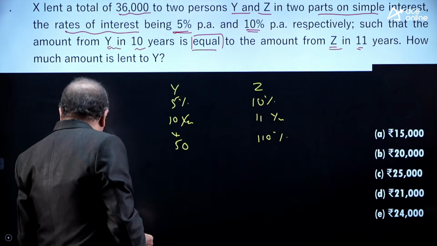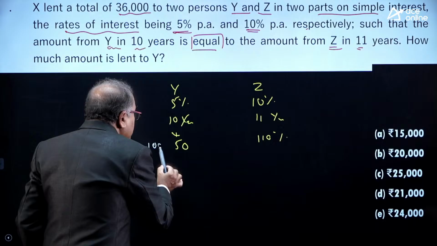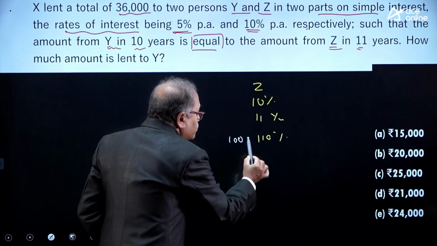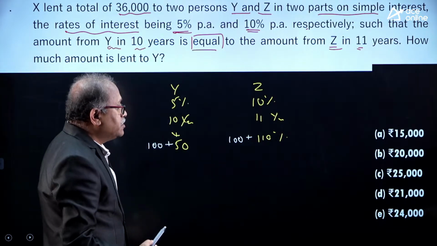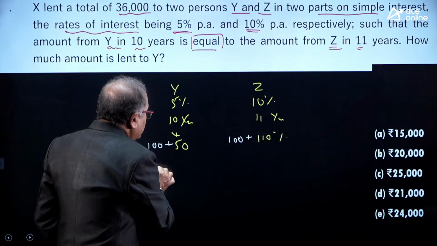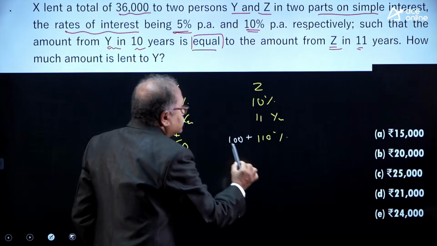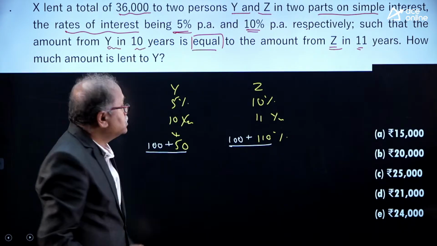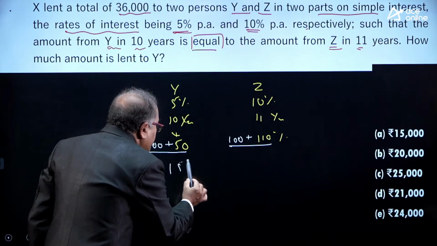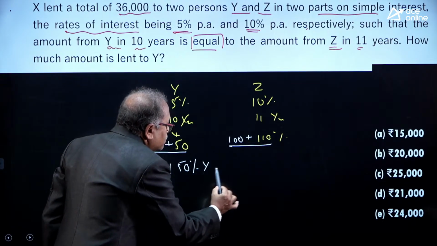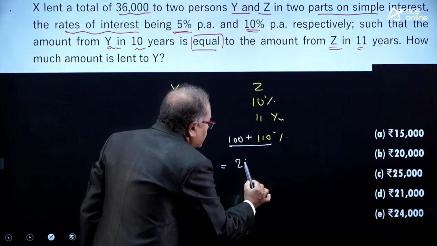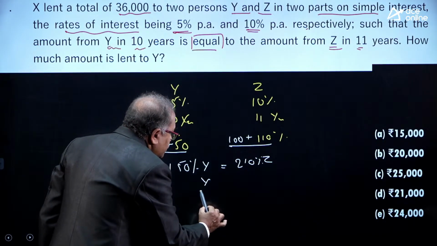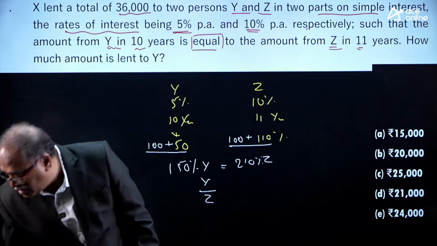Amounts are equal. Therefore, I need to add the 100 over here to make the amount. This is interest only, this is the amount. I need to add 100 over here to make the amount. So, 150% of Y is the amount, and 210% of Z is the amount, not the interest. So, 150% of Y is equal to 210% of Z. So, what is Y by Z? I get the equation here.